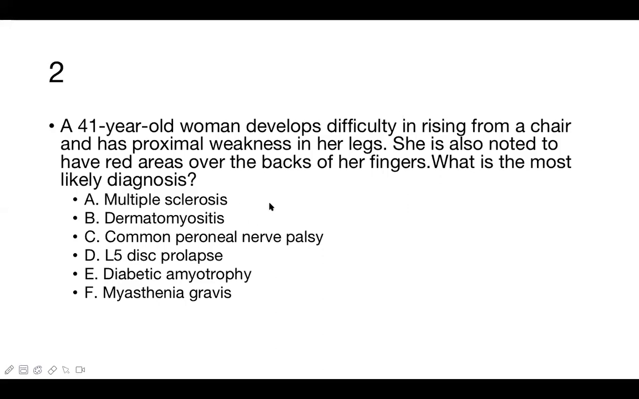Now, this doesn't look like multiple sclerosis at all. No such features have been given. Okay, common peroneal nerve palsy. Can anybody tell me what is a feature of common peroneal nerve palsy? What will happen to the patient?